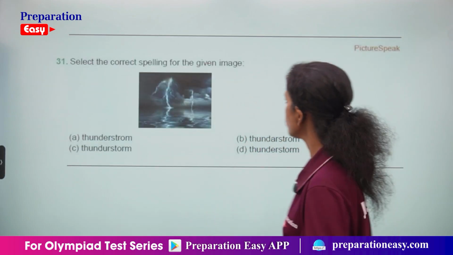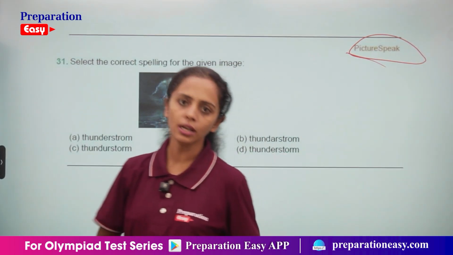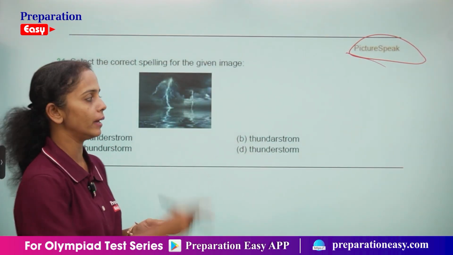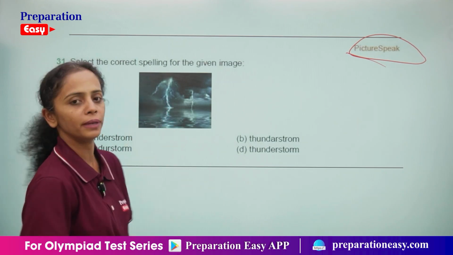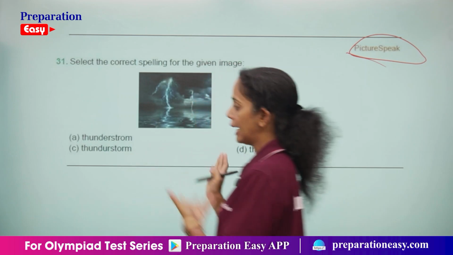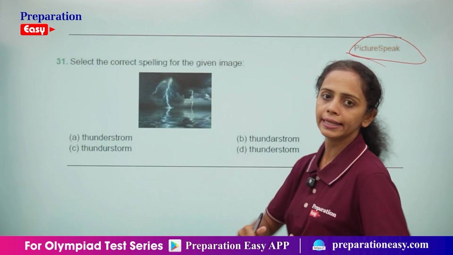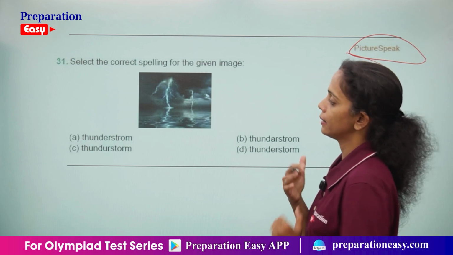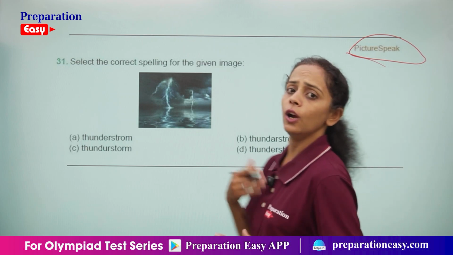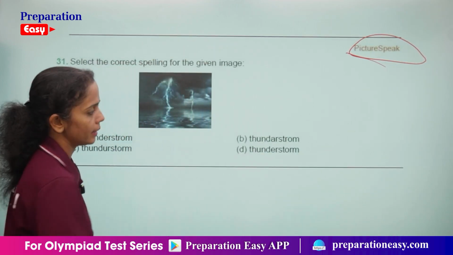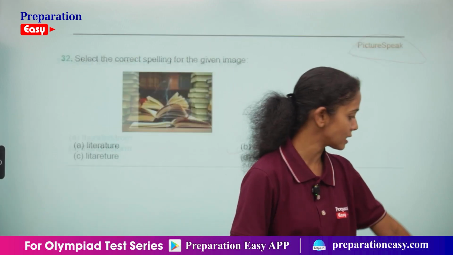Next is a session which is known as picture speak. Picture speak means you are going to get a picture and you have to recognize the right spelling of that picture. Which is this picture? It's actually a thundering storm, it's raining heavily, it's lightning, so that is thunderstorm, raining heavily with lights and thunder. Thunderstorm. The spelling is T-H-U-N-D-E-R-S-T-O-R-M. Thunderstorm. Clear? So you have to be thorough with your spellings.